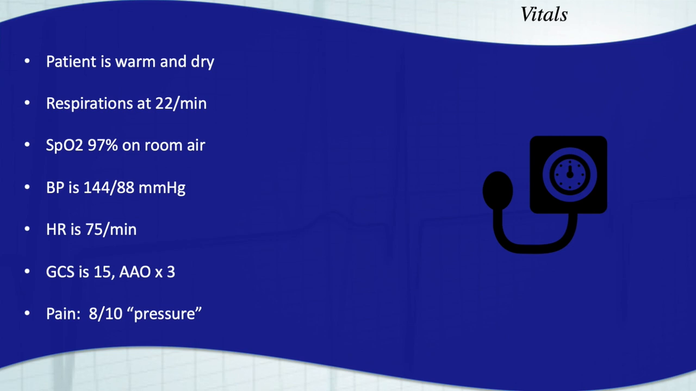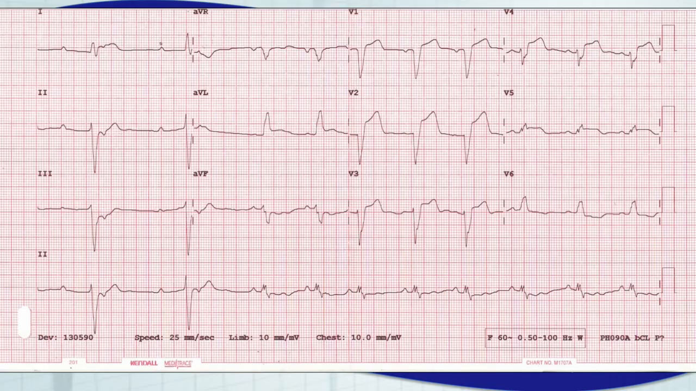And sometimes you have those patients where you ask them to rate their pain on a 1 to 10 scale, and they'll say, well, it's not really a pain, it's a pressure. And that's kind of the response that he gives you. All right, so just looking at this information we have so far, nothing really glaring out at you. So you're going to go ahead and get a 12-lead EKG. And here's the 12-lead that was obtained on this patient.